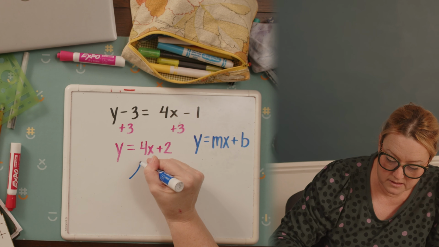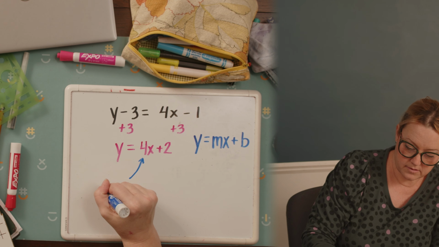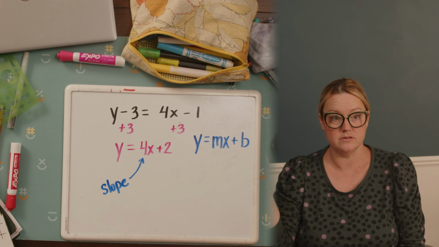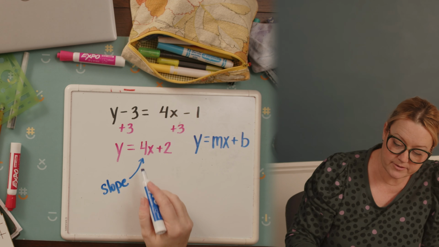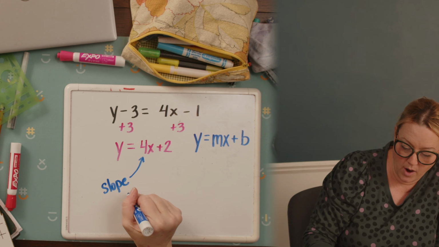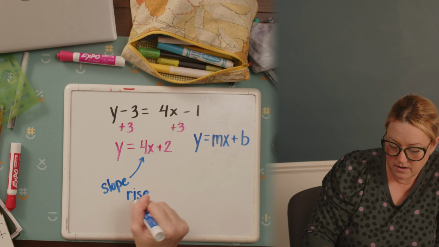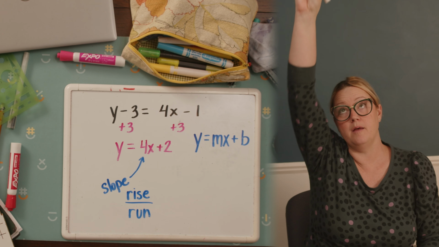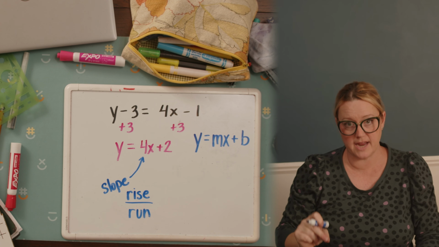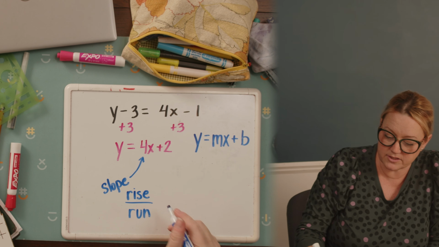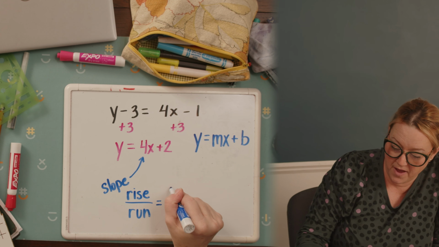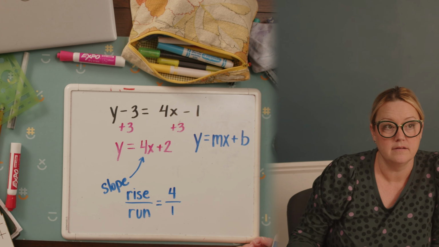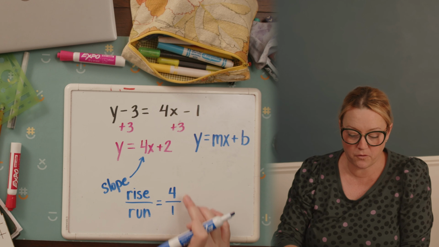So I know that my slope is 4. And again, my slope is like my steps with the stairs, or with the ramp. So my slope is my rise over my run. Think about stairs: you're going up, forward, or you're going down, forward. So rise over run means that every time I move up 4, I move forward 1. Rise over run is 4 over 1.